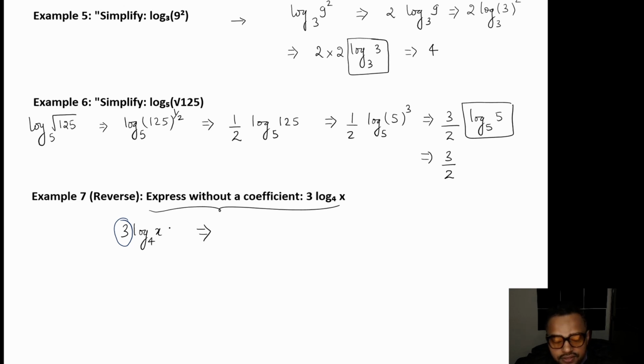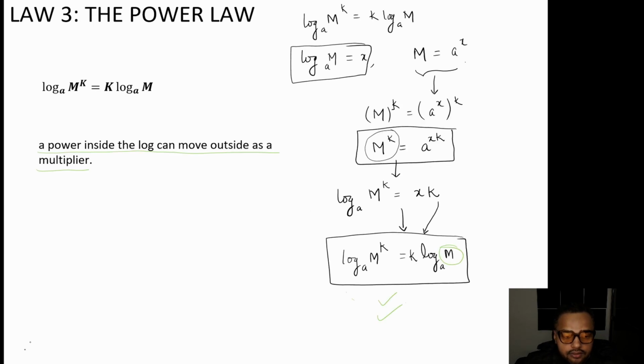So this is the reverse case of a power law. So we know we can write this as log of base 4, x raised to the power 3, applying the power law. Now if I see this term, it is without a coefficient. Now this 3 comes to the power on x. Okay, this is the reverse format.